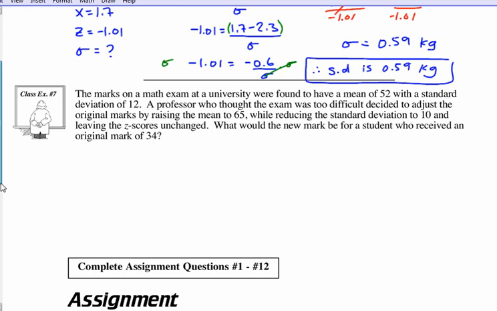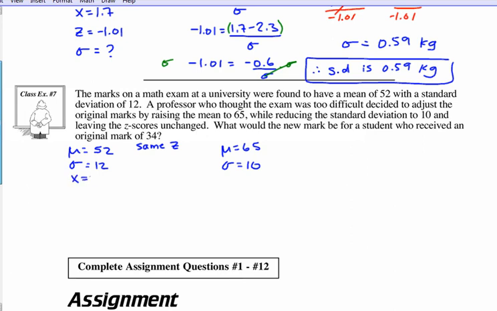Okay, the marks on a math exam at a university were found to have a mean of 52 with a standard deviation of 12. A professor who thought the exam was too difficult decided to adjust the original marks by raising the mean. So the new mean is going to be 65, but reducing the standard deviation to 10. And leaving the Z scores unchanged. So the Z scores are going to be the same. What would be the new mark for a student who received an original mark of 34?